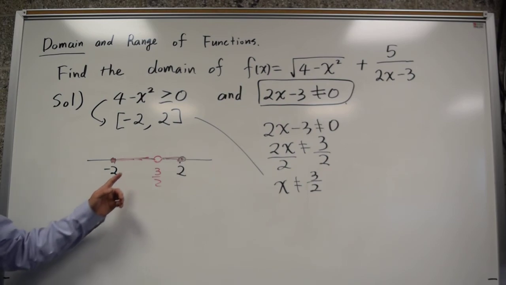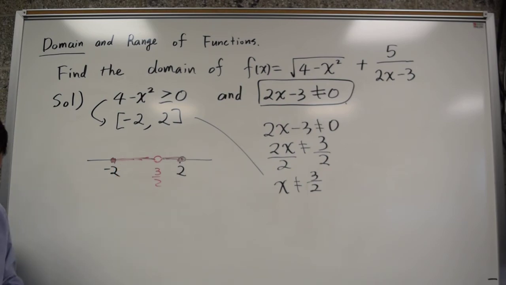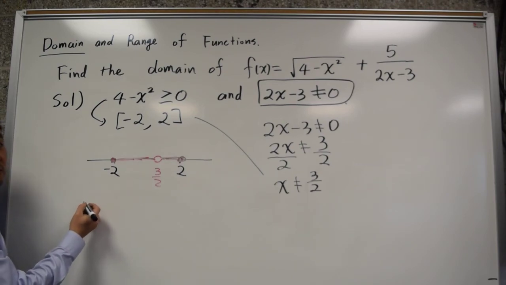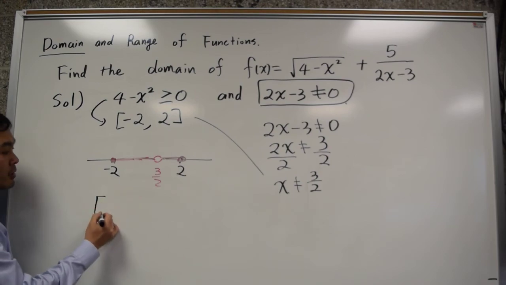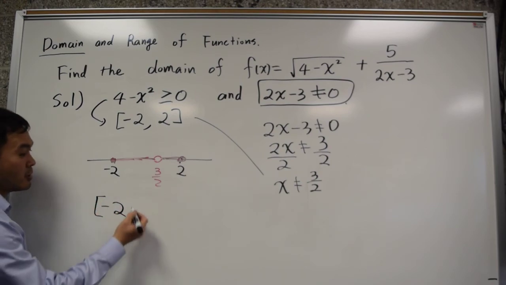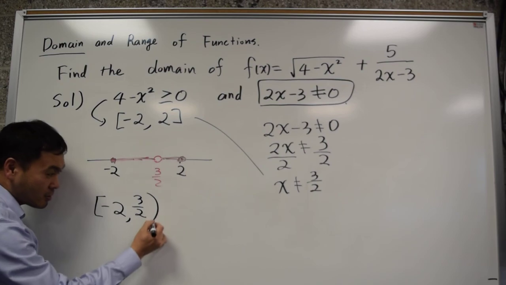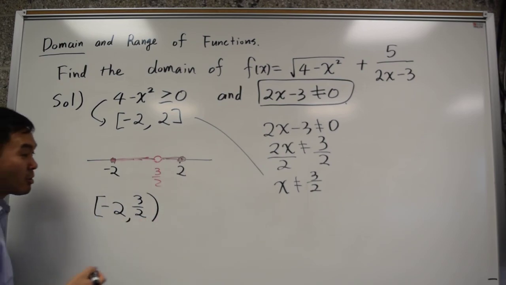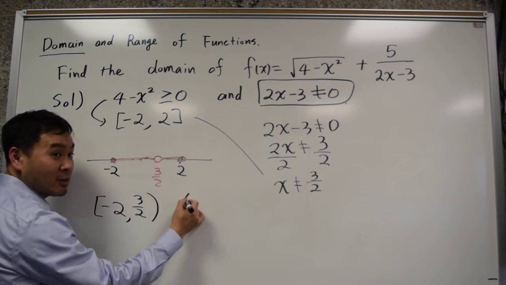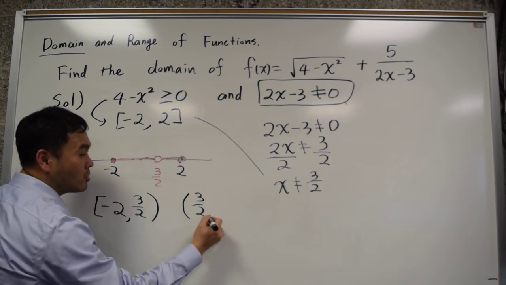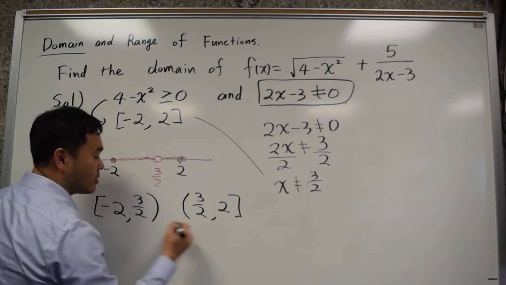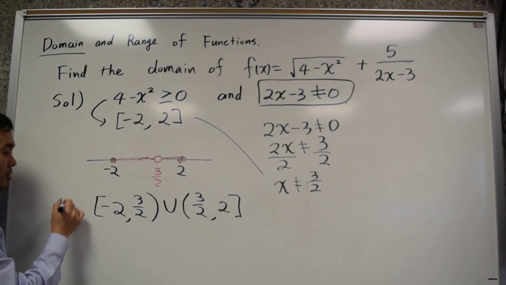Right? Now, tell me how many intervals you get. How many intervals do you get? 2. Okay. So what's the first interval? -2 to 3 over 2, not including 3 over 2 because you have to skip it. And the other one? 3 over 2 to 2. Union. Okay. That's the domain.